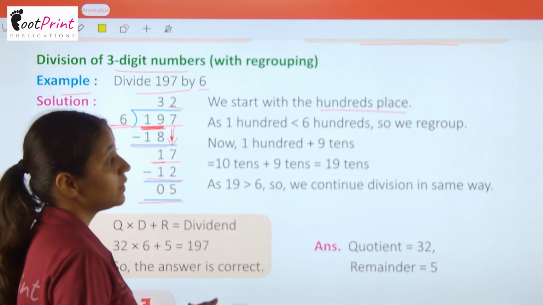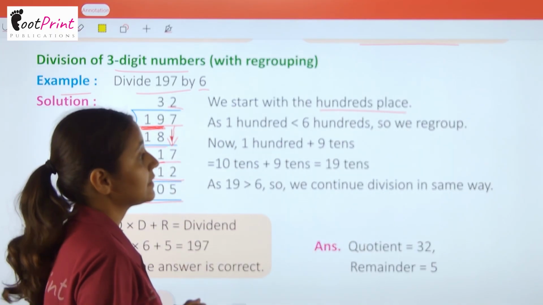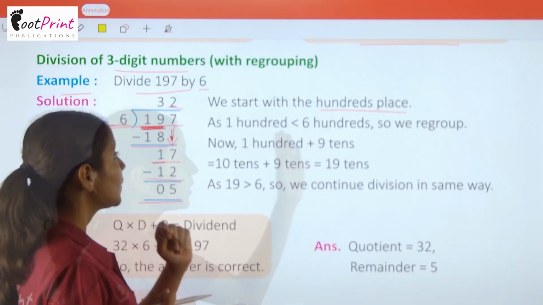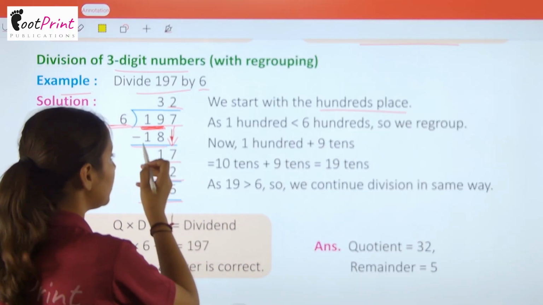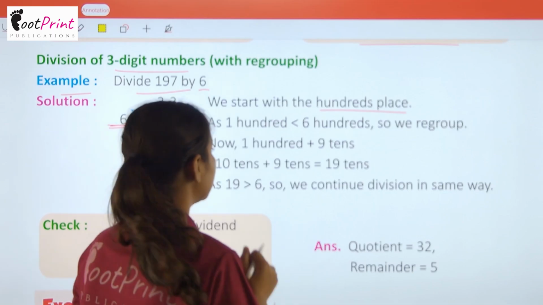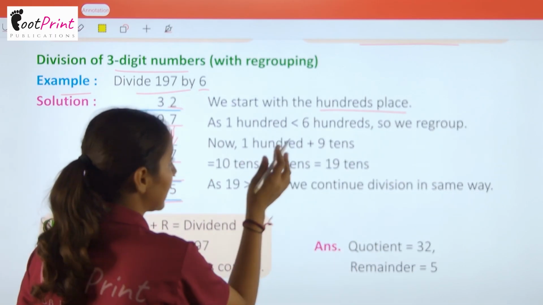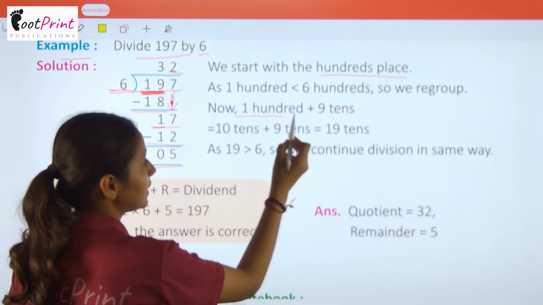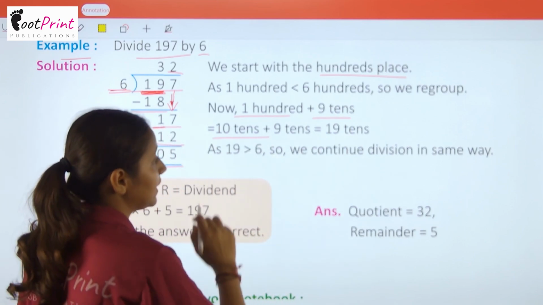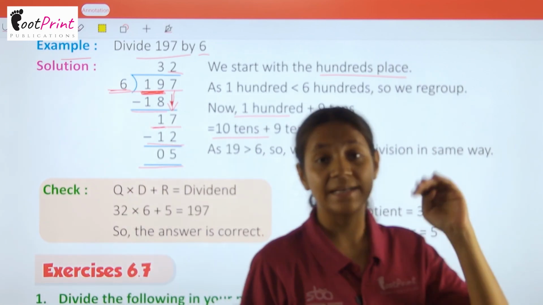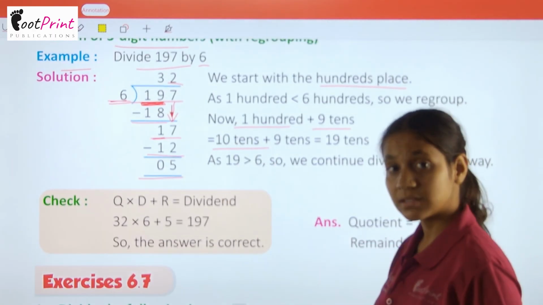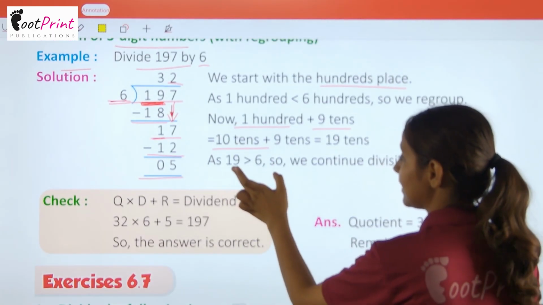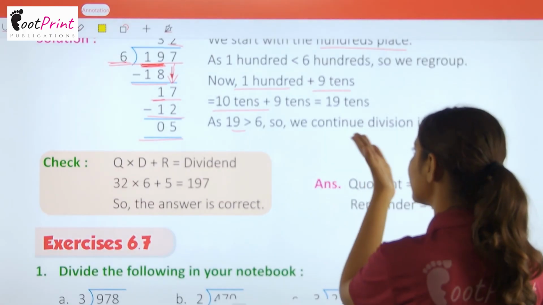Okay. We start with the 100 place. As 100 is lesser than 600, so we regroup. क्योंकि 1 जो है वो 6 से छोटा है, so we cannot divide it. Okay, so we regroup. अब now regrouping के बाद क्या हुआ? 100 plus 9 tens, 10 tens plus 9 tens is 19 tens. Now we will do 19 tens का division. Okay, as 19 is greater than 6, so we can continue the division here.